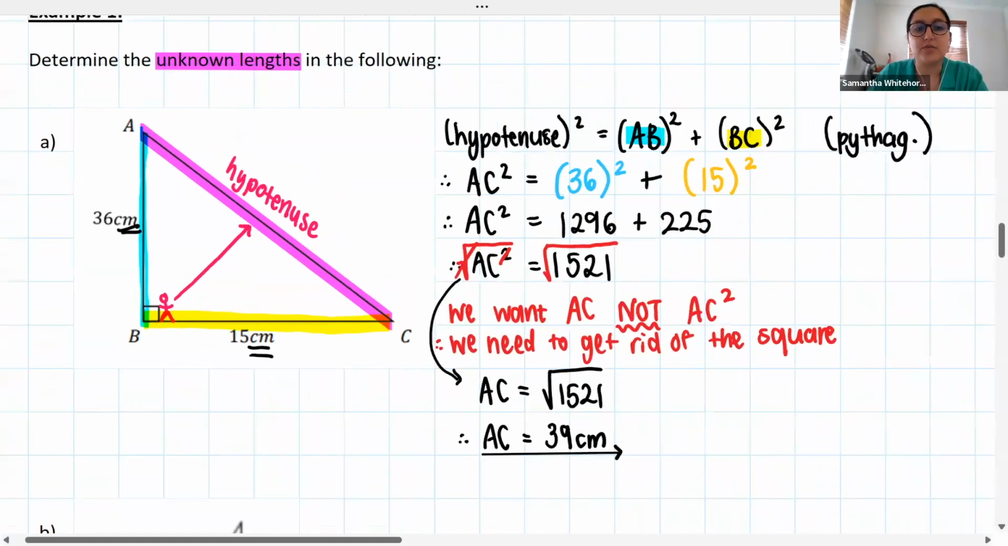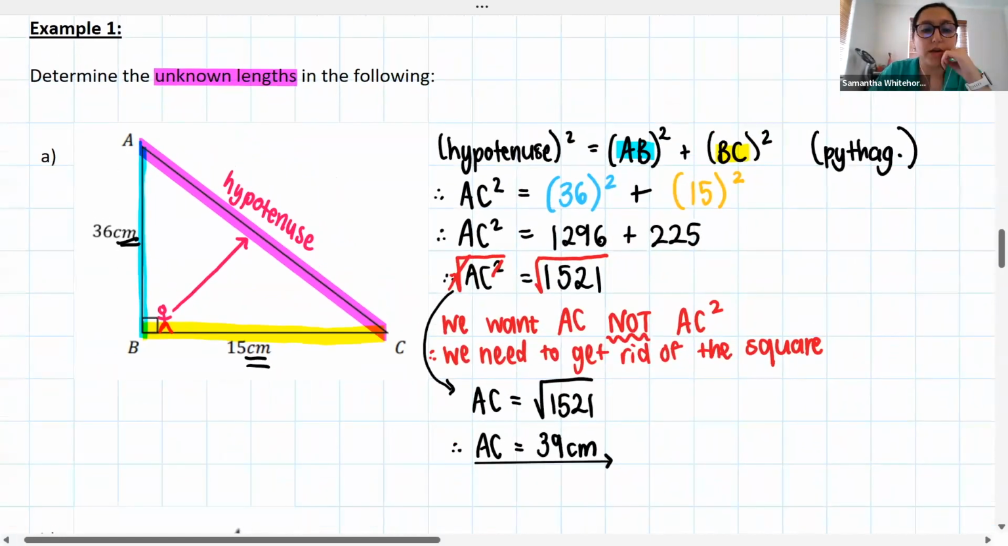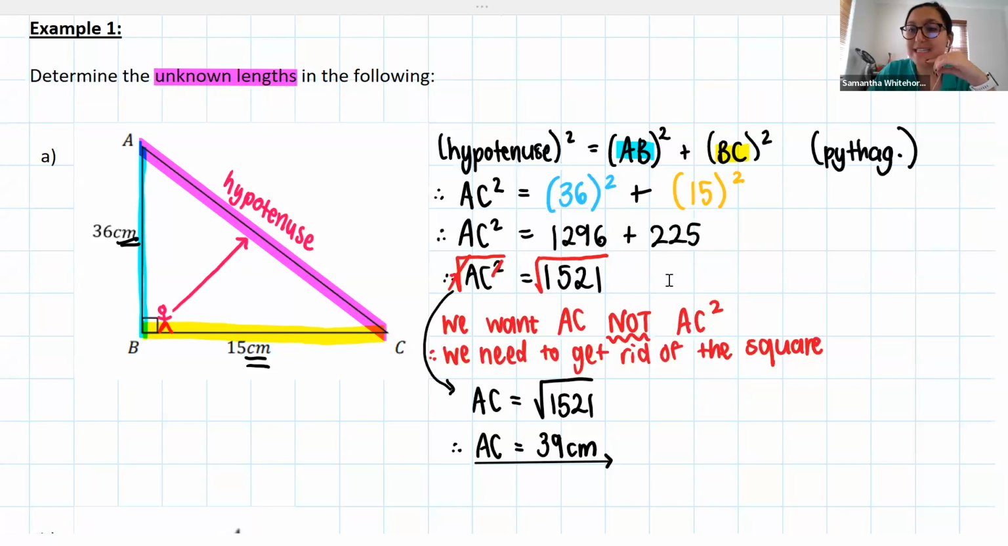So grade 8, really importantly, when we are using Pythagoras, firstly, it is a geometric concept. So we have to give the reason Pythag. We identify where our hypotenuse is so that we know which sides we are working with. And then we need to remember that we do not want AC squared, we want AC. So we need to get rid of that squared. And to do that, we use the square root.